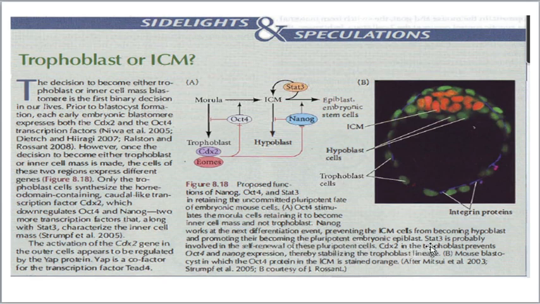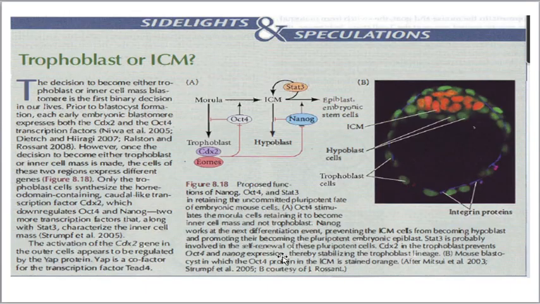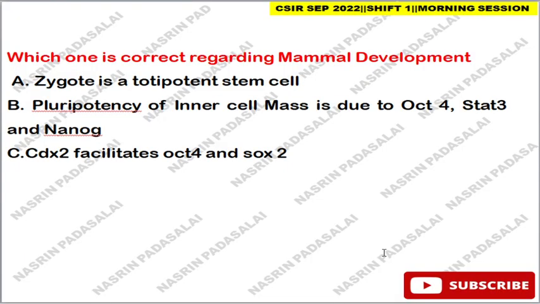With regard to STAT3, its role is self-renewal of the pluripotent stem cells. So the second option is also correct. And CDX2 facilitates OCT4 and SOX2. Here they have given the role of CDX2. CDX2 is expressed in the trophoblast and prevents OCT4 and NANOG expression, thereby stabilizing the trophoblast lineage. So CDX2 prevents the role of OCT4 and SOX2.